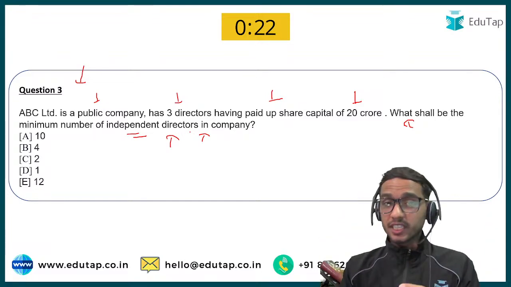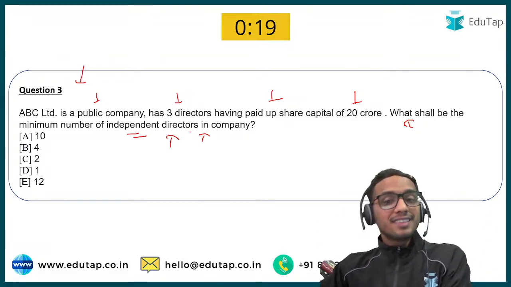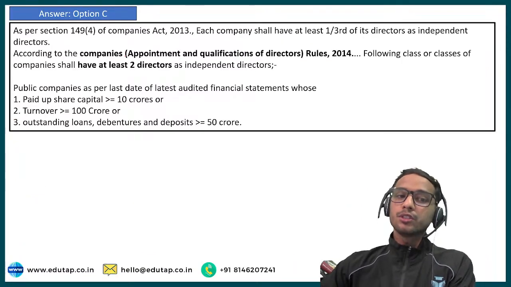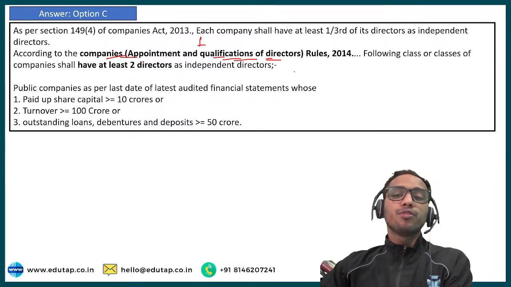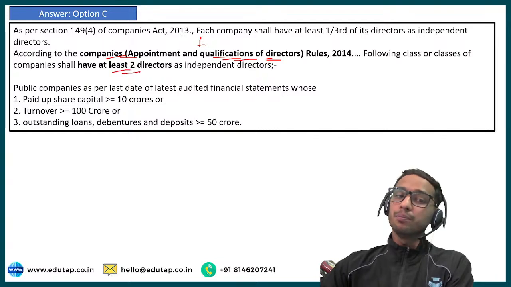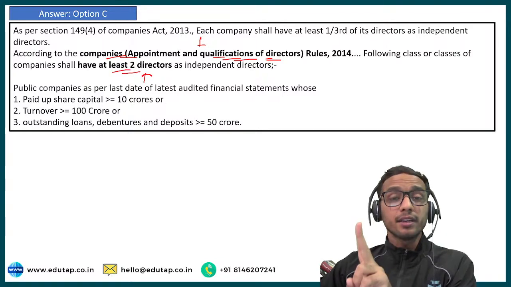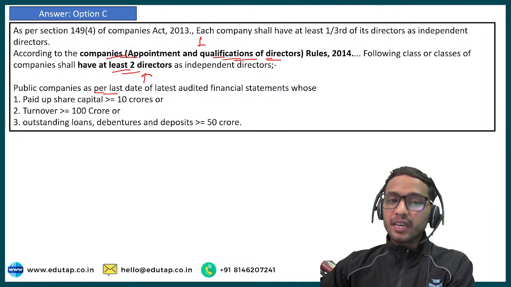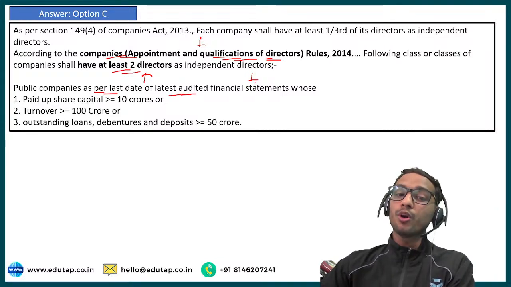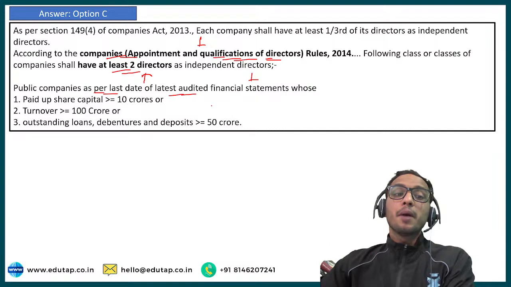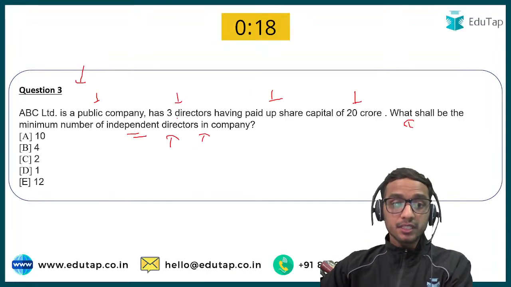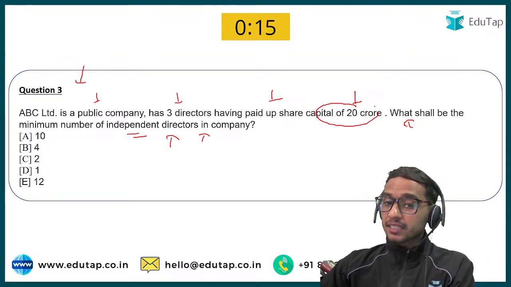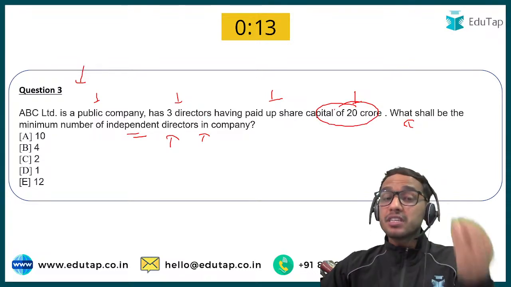But you have certain rules as well. Another rule as well. Let's read it out first of all. So the rule is the Companies Rules 2014 for the appointment and qualification of directors. It has certain other provisions. It says the following class or classes of companies shall have at least 2 directors. Which class of company? The public company as per the last date of the latest audited financial statement, whose paid up share capital is equal to or more than 10 crores. And the question is saying what? The company has a share capital of 20 crores. So you have to remember these provisions, isn't it?